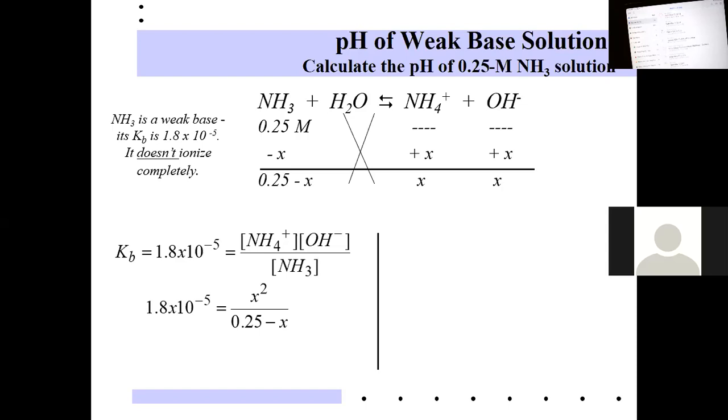If you're doing the approximation method, be sure you're stating your assumption. It should say something like that. Because this Kb value is small, X is going to be small. Therefore, let's assume that X is much less than 0.25. If X is much less than 0.25, then our equation can be rewritten in a slightly easier way. We get that 1.8 times 10 to the minus 5 is approximately equal to X squared over 0.25. Instead of 0.25 minus X, we just have 0.25. Pick up your calculator and find out what X equals.